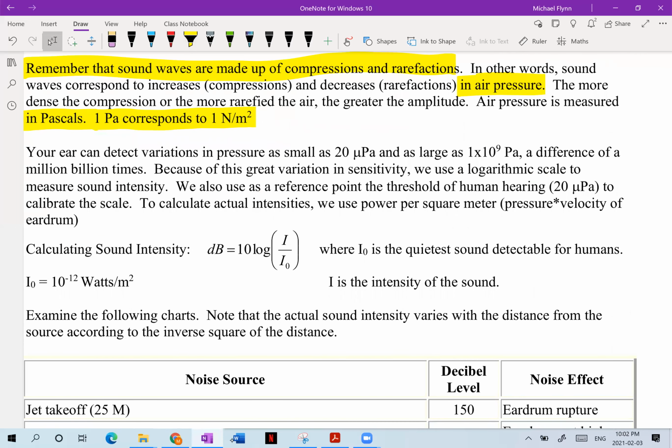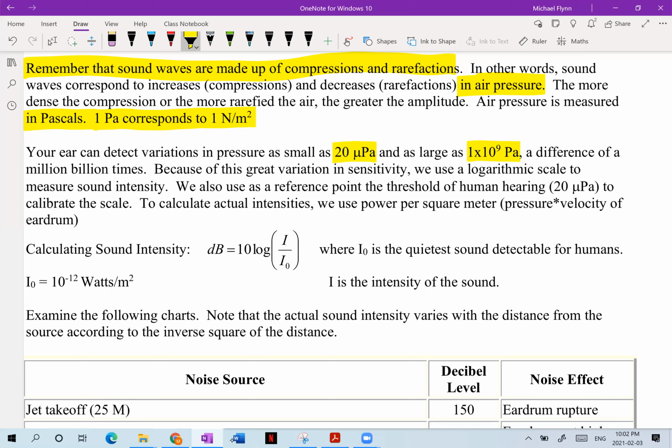Now, your ears are amazing machines. They can detect variations in pressure as small as 20 micropascals. That's millionths of a pascal. And they can go as high as billions of pascals. So it's this amazing thing. Between those two numbers would be 15 powers of 10. So you've got this huge range of pressure sensitivities in your ear.